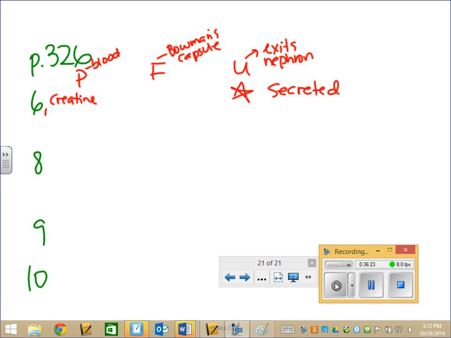Now the second substance is uric acid, which we already know about. Uric acid has similar numbers to creatine. It's low, low, and then very high. So the same thing would be true. It is secreted.